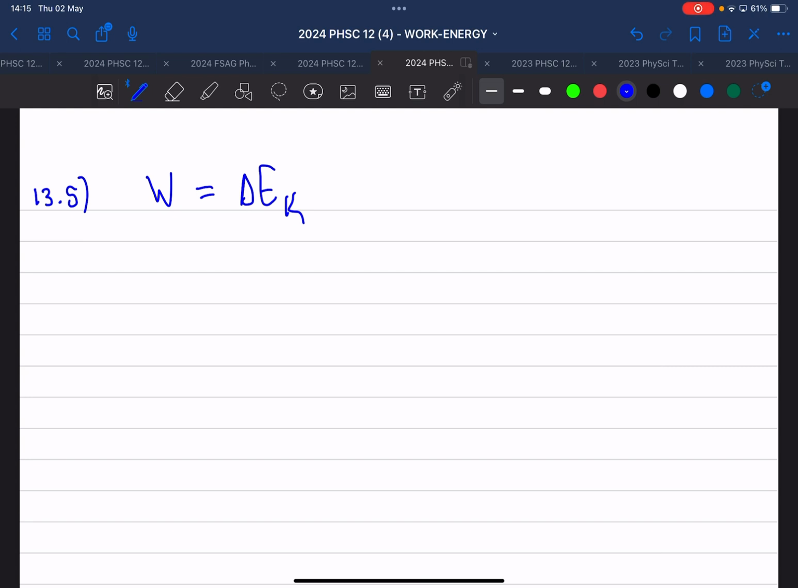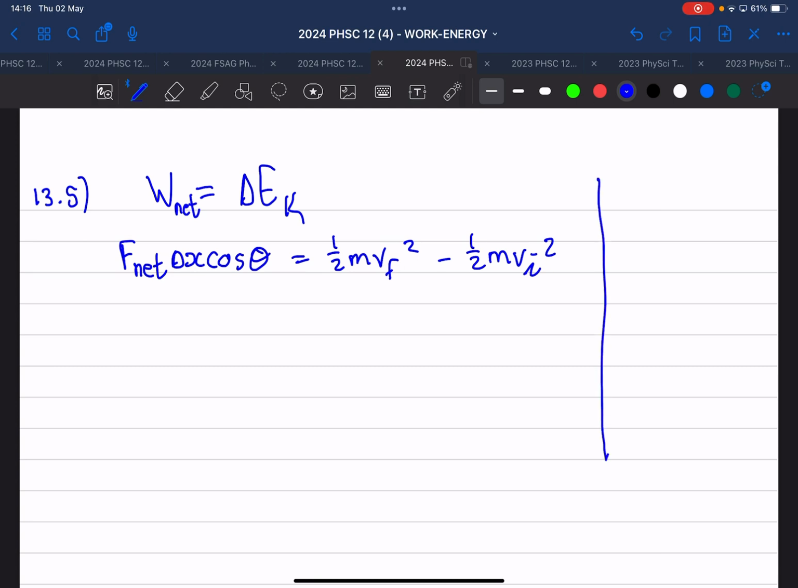Another way to calculate the net work done on something, right, is by using the net force times delta x times cos theta, which will be equal to half m v final squared minus a half m v initial squared. Okay, so what variables do we have? Okay, we have our height of 12 meters, which is the same as delta x.